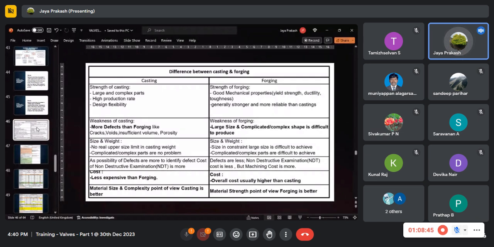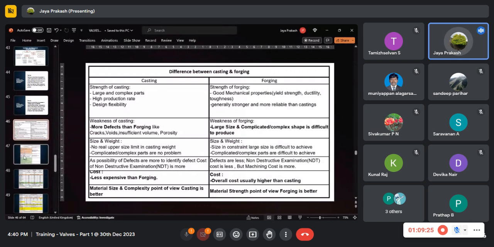Size and weight: there is no real upper size limit for casting, but we have a very limited size in forging. Complex parts are no problem in casting, but we cannot make complex parts in forgings. Because of defects, you have to spend a lot of money and time on NDT in castings. For forging, simple ultrasonic testing will do, and you mostly won't come across defects in forging like in castings.